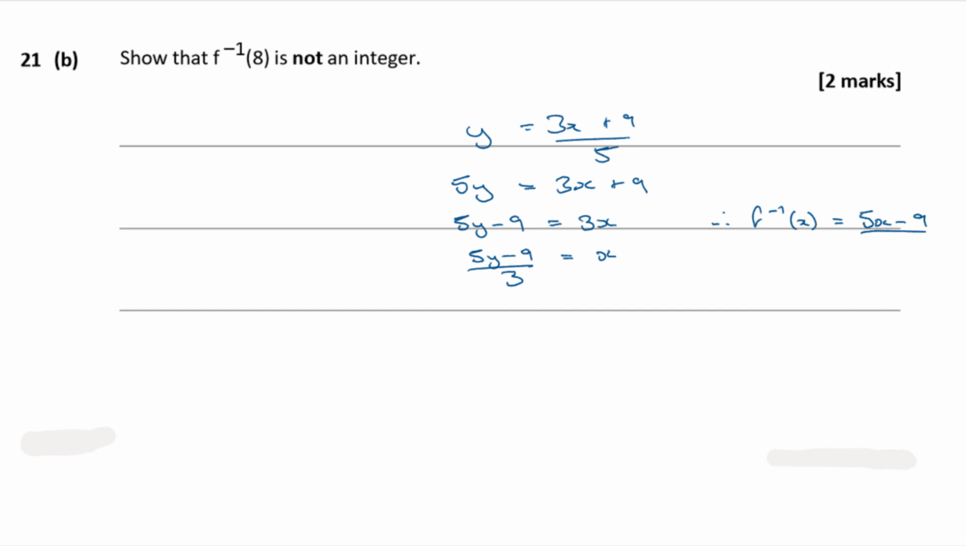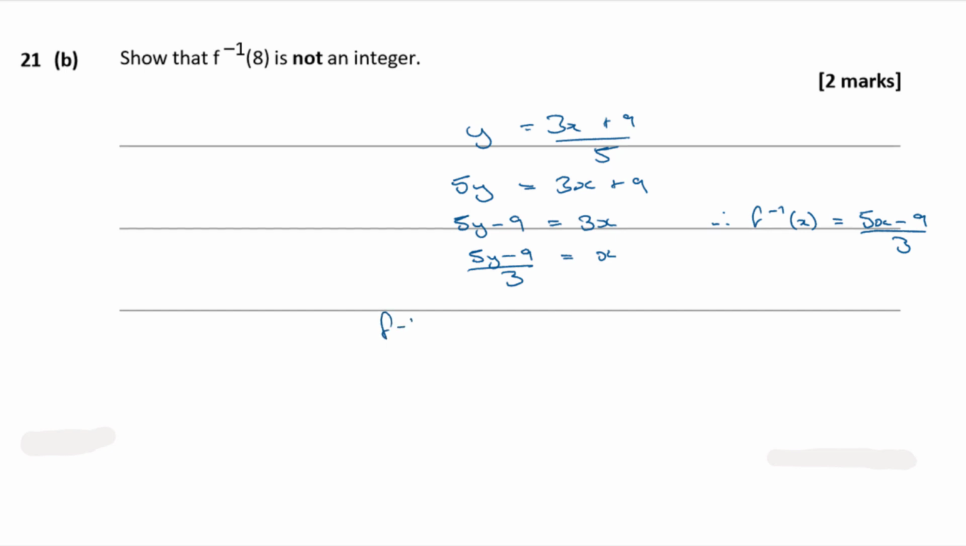So I'm just going to replace the y with the x, and then that is my inverse function. If I feed a number into f of x and get a number, if I then take that number and feed it back into f to the minus 1 of x, I'll get back what I started from. Okay, so now I need to show that f to the minus 1 of 8 is not an integer.